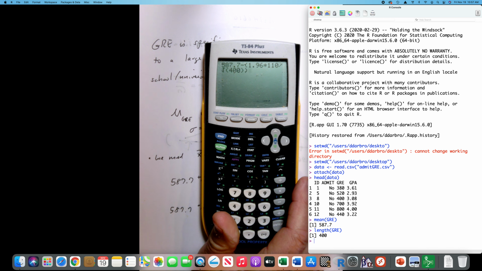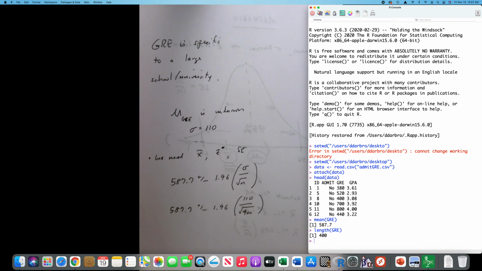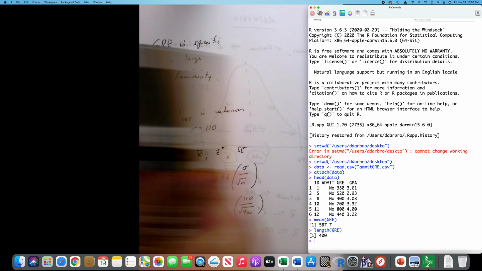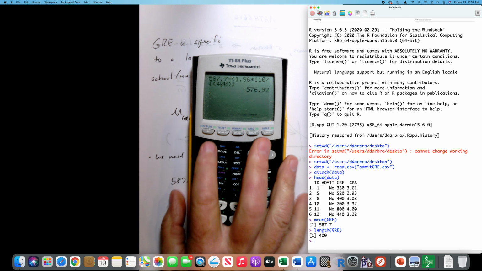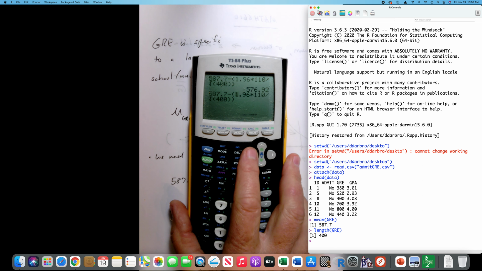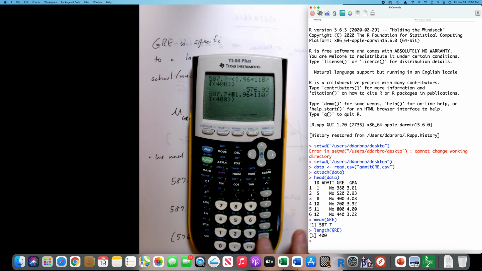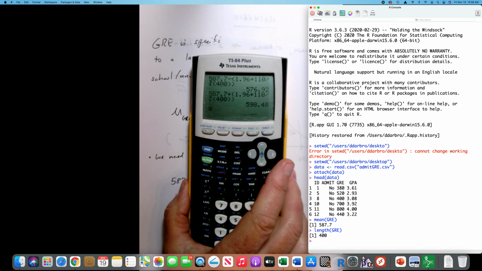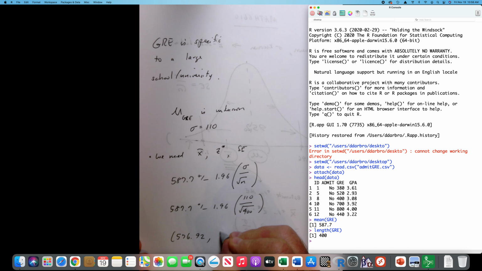So I just put that in my calculator. Obviously, I'll show you how to do this in R. So 576.92 is the lower bound, and then I'm just going to come in and do entry and just change that to a plus. All right, easy stuff, right? 598.48.